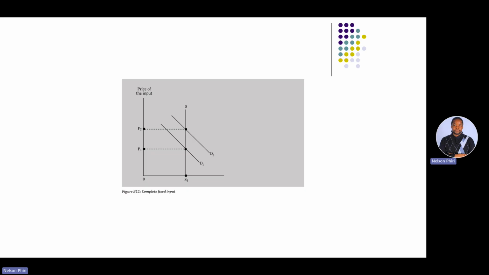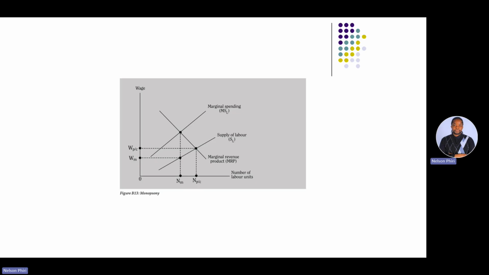Then we have this diagram, which is talking about your fixed inputs. This diagram shows us that in the short run, the price of a fixed input is entirely determined by the demand for that input. If there's an increase in the demand for that input, this most likely will result in an increase in the price of that input. So in that situation, you can see we are talking about a fixed supply curve in the short run. The determining factor there would be an increase in demand, which shifts demand from D1 to D2, and that shifts your price from P1 to P2.